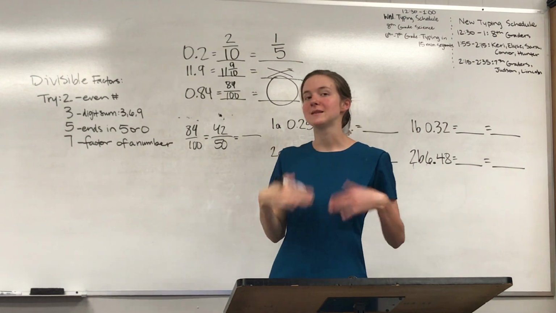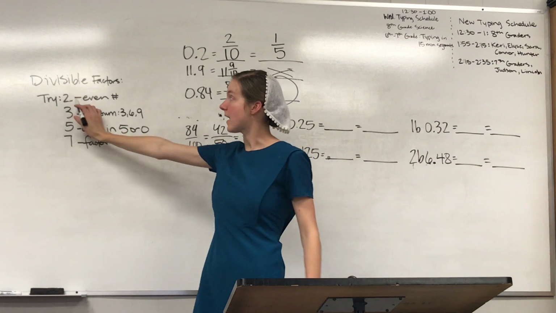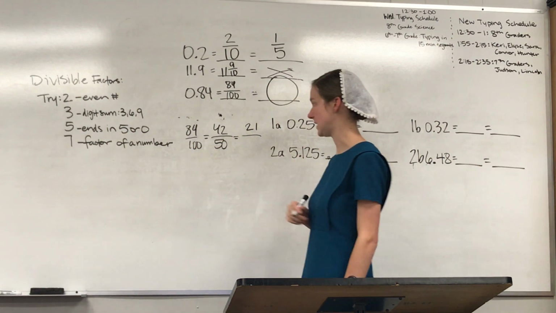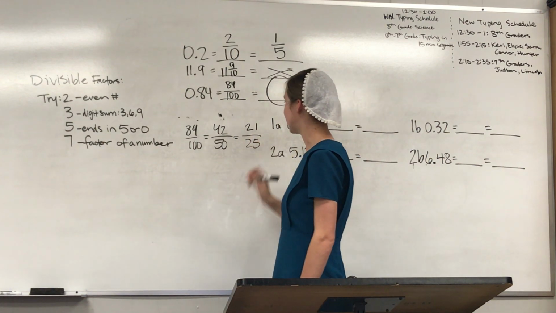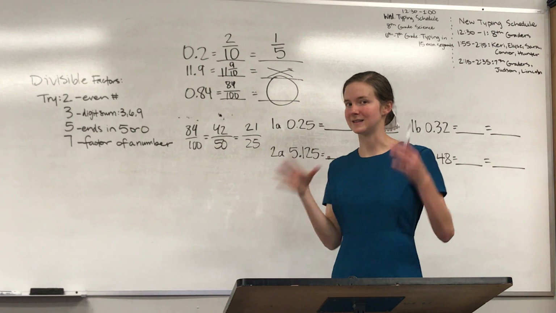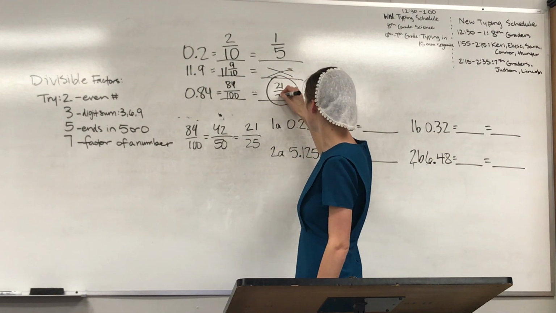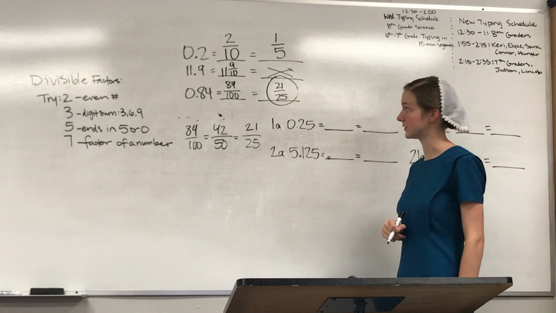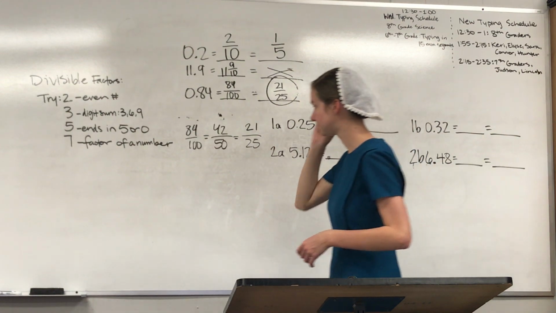42 over 50 can still be made smaller because they're both even numbers. So 42 divided by 2 is 21. 50 divided by 2 is 25. Now 21 over 25 is as simple as we're going to get it, because 2, 3, 5, or 7 cannot go into both of these numbers. So that would be our answer.